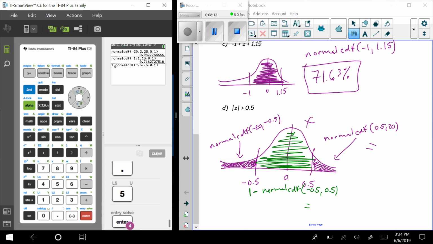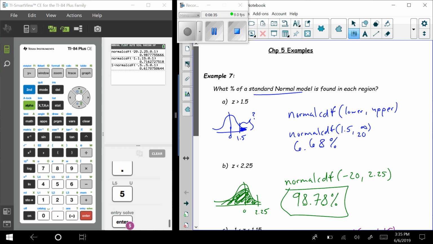Paste it. You see how I typed it in 1 minus that initially? Okay, that would be a 61.7 with 1%. Okay, which isn't too bad, and if you were to do it the other way, you'd find the same thing here. Okay, and that concludes example number 7.